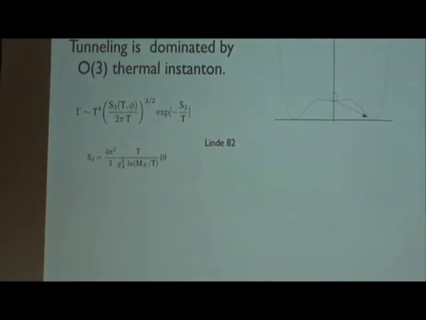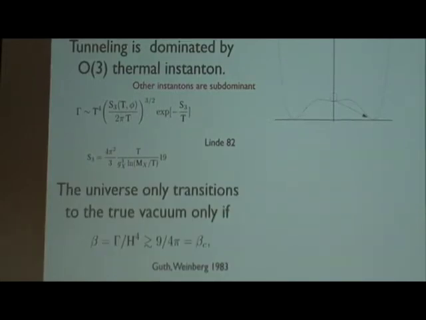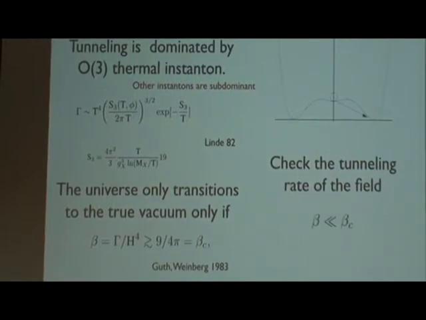So in this picture, you can ask which instanton you should consider, and you find that the O(3) thermal instanton is actually dominant. All other instantons are subdominant. And at that point, you just have to consider what your probabilities of transitioning are. Again, if you go back, there's a criterion comparing the tunneling rate to the size of the universe, and you can check whether your tunneling rate is large or small in that limit. And you find it's much, much, much smaller. So you're stuck in the false vacuum. Hence no tunneling.